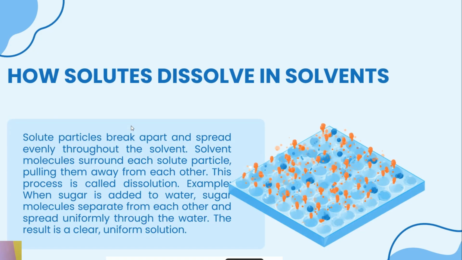How solutes dissolve in solvents. Solute particles break apart and spread evenly throughout the solvent. Solvent molecules surround each solute particle, pulling them away from each other. This process is called dissolution. Example: when sugar is added to water, sugar molecules separate from each other and spread uniformly through the water. The result is a clear, uniform solution.